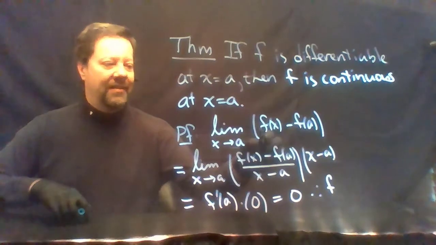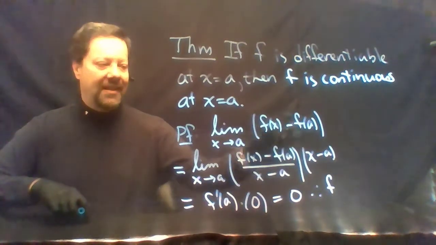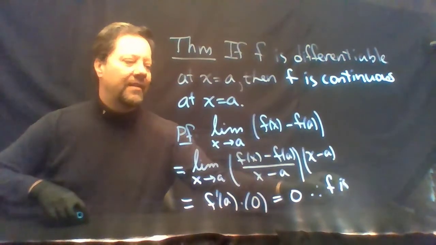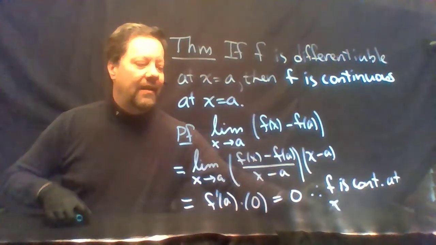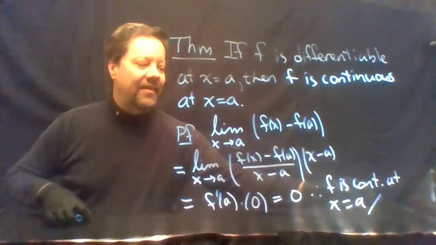Therefore, the limit of f of x as x tends to a is equal to f of a, and f is continuous at x equals a, and the proof is done. Differentiability implies continuity, but continuity does not imply differentiability. Let me give you another example.